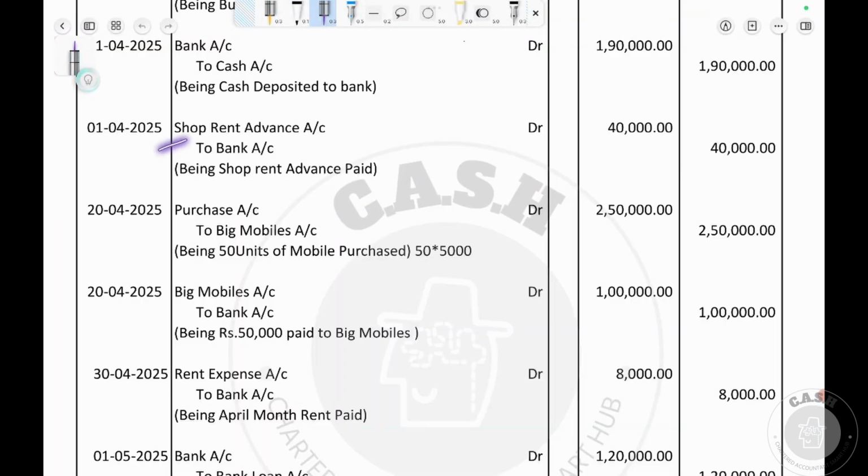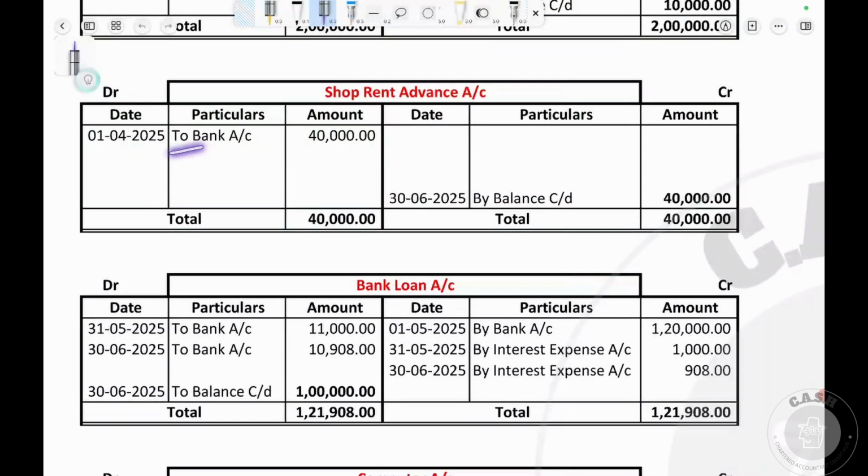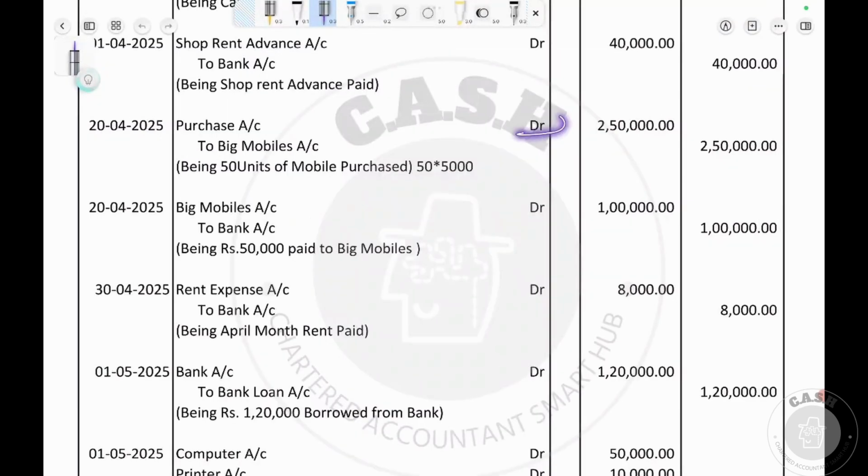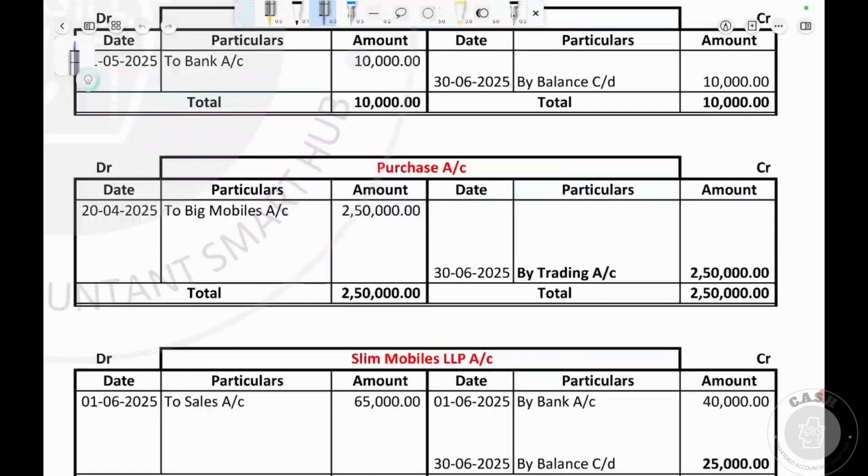Next, shop rent advance account debit to bank account, rupees 40,000 on 1/4/2025. So "to bank account", because we are paying money through bank. So on 1/4/2025, money paid to shop rent advance, rupees 40,000. Purchase account debit to Big Mobiles account. We have purchased mobiles for rupees 2,50,000 on 20/4/2025. Debit all expenses and losses. So purchase account debit to Big Mobiles account.